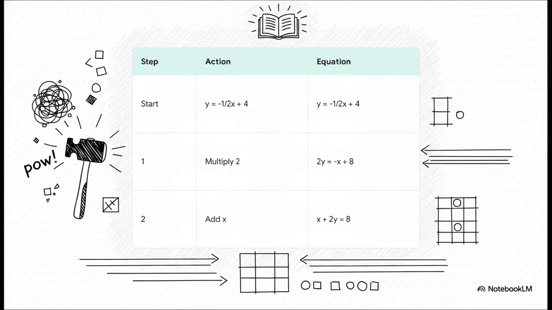Moving right along to example 2, we've got y equals -1/2 x plus 4. This time, we immediately tackle the chaos of that fraction right out of the gate. We do that by multiplying everything by 2. Poof! The fraction is completely gone, giving us 2y equals -x plus 8. From there, we just add x to both sides to achieve that order, and our final beautifully clean equation is x plus 2y equals 8.